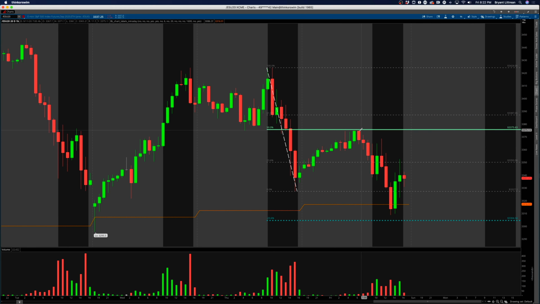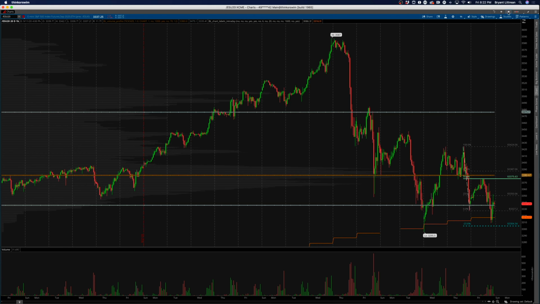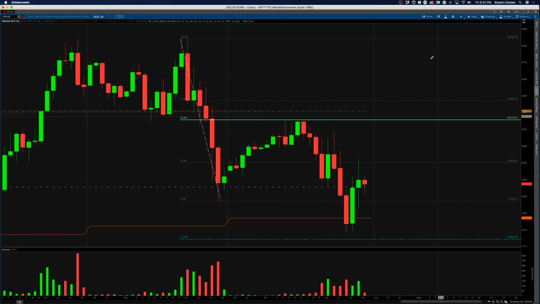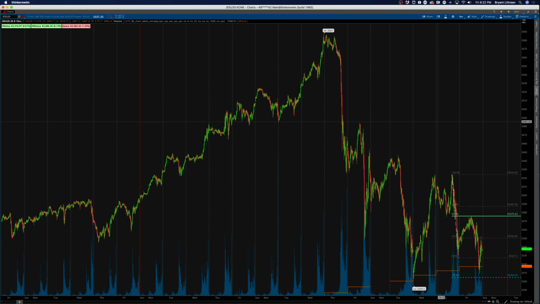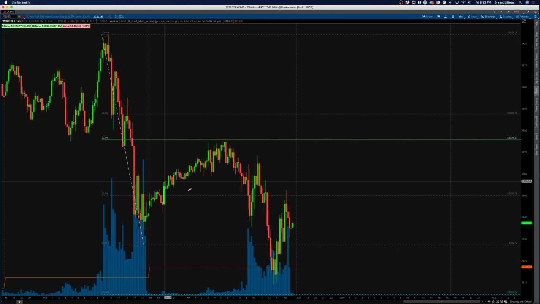Again, it doesn't necessarily have to be perfect. It's in alignment, in confluence with all the other areas. Charts look a little bit different on Ninjatrader and different platforms, but for the most part, you guys get the idea. We're looking at it here, and let's go to the smaller time frame. Here's the same chart right here.